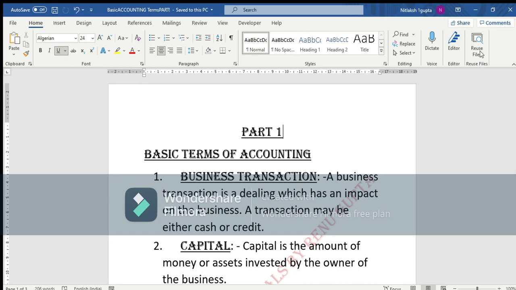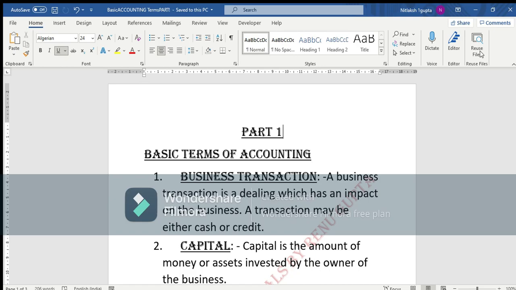So the first basic term used in accounting is business transaction. A business transaction is a dealing which has an impact on the business. A transaction may be either cash or credit. So any dealing which has an effect on the business is named as a business transaction. And there are two types of business transactions: first is cash transaction and the other is credit transaction.